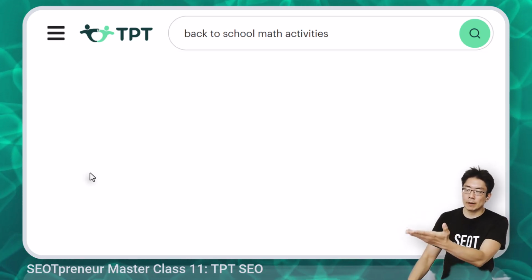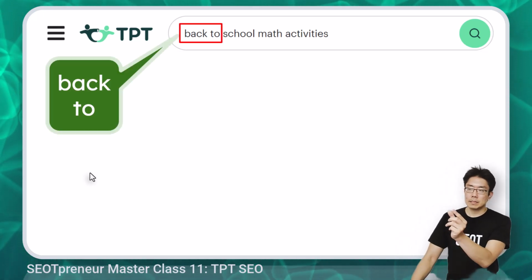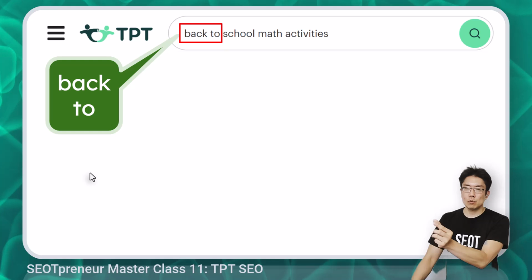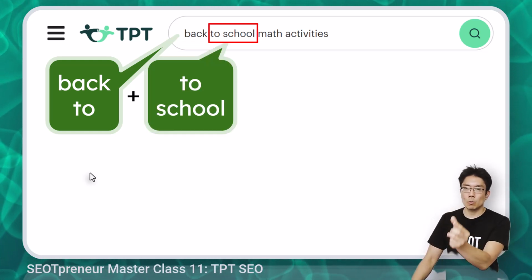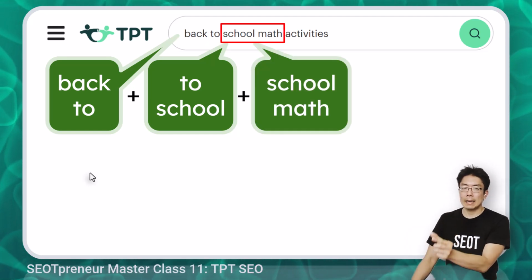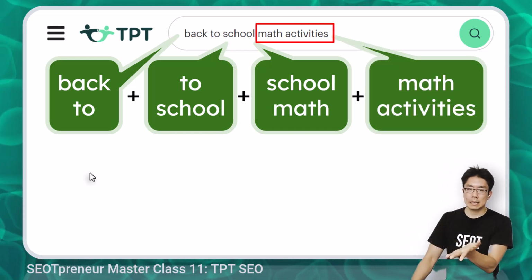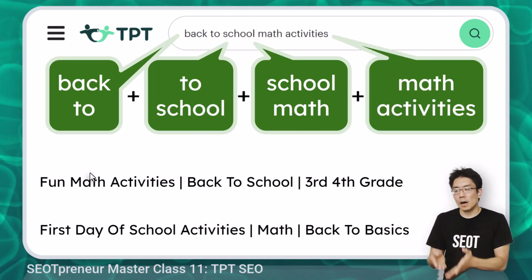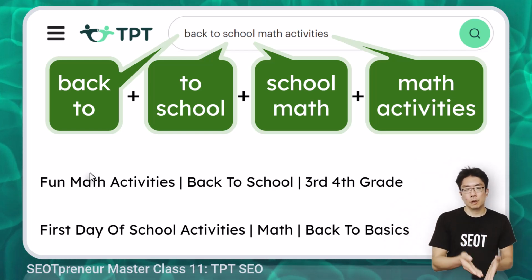So in this example, if I search up back to school math activities, the algorithm looks at how close the words back and to are. And then it looks at your title and it looks to see where's the word to and where's the word school. And then it looks for the word school and looks for the word math, and it counts how many words apart it is. And then it does the same thing with math and activities. So if I have the title Fun Math and Activities, there's the pipe, back to school, pipe, 3rd, 4th grade.